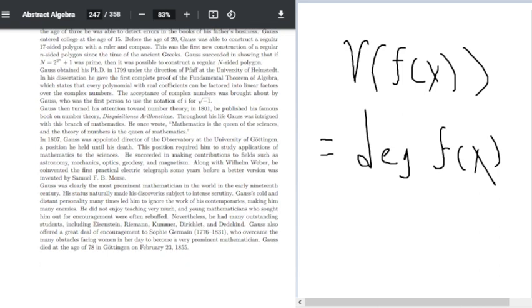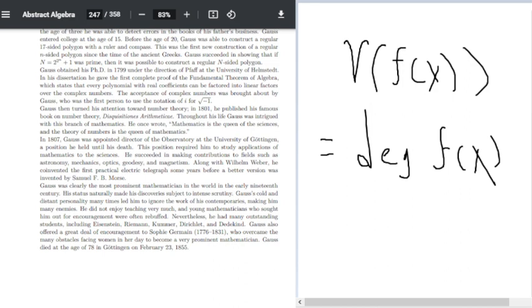In 1807, Gauss was appointed director at the observatory at the University of Göttingen, a position he held until his death. This position required him to study applications of mathematics to the sciences. He succeeded in making contributions to fields such as astronomy, mechanics, optics, geodesy, and magnetism. Along with Wilhelm Weber, he co-invented the first practical electric telegraph some years before a better version was invented by Samuel F.B. Morse.